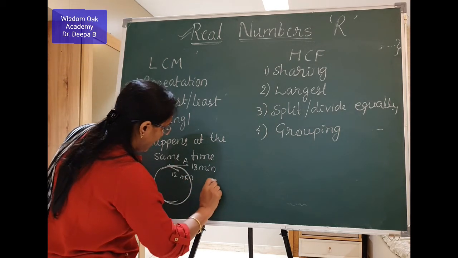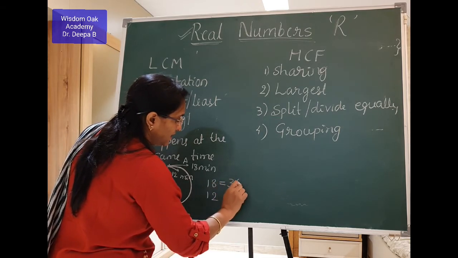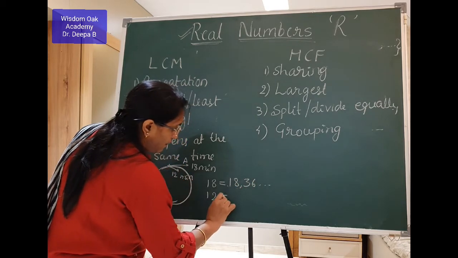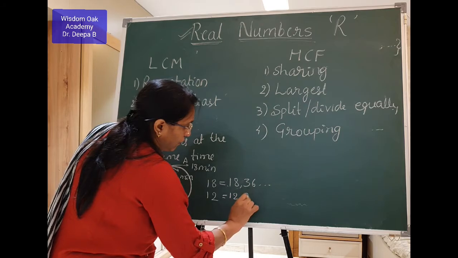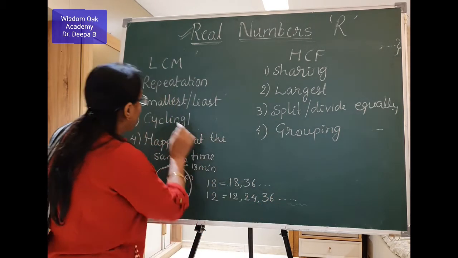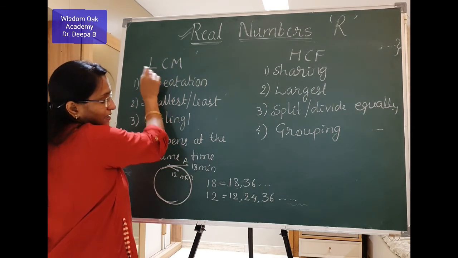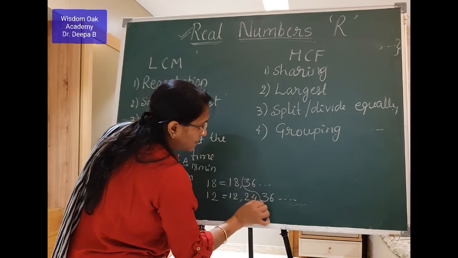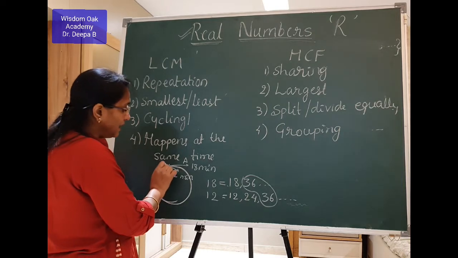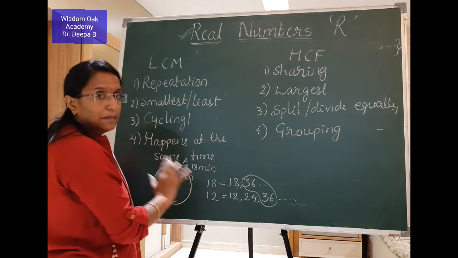So 18 and 12 are there. For the LCM, multiples of 18 are 18, 36 and so on. What are multiples of 12? 12, 24, 36 and so on. It is multiple, common and least. Which one is the least common multiple? 36. So after 36 minutes they will meet at one point. So this is an LCM problem.